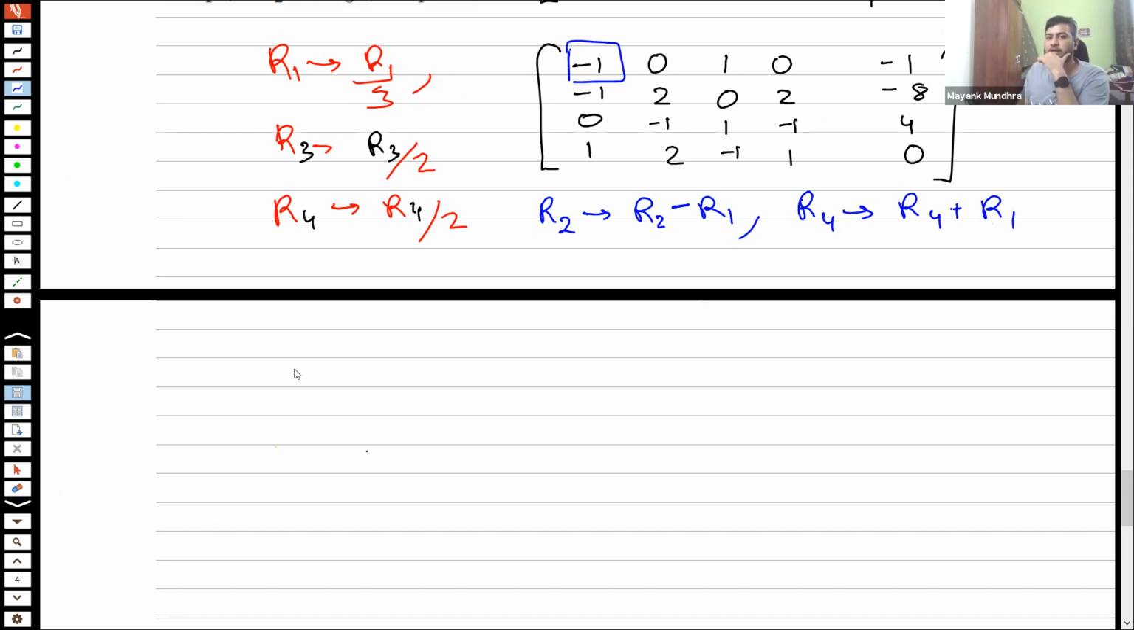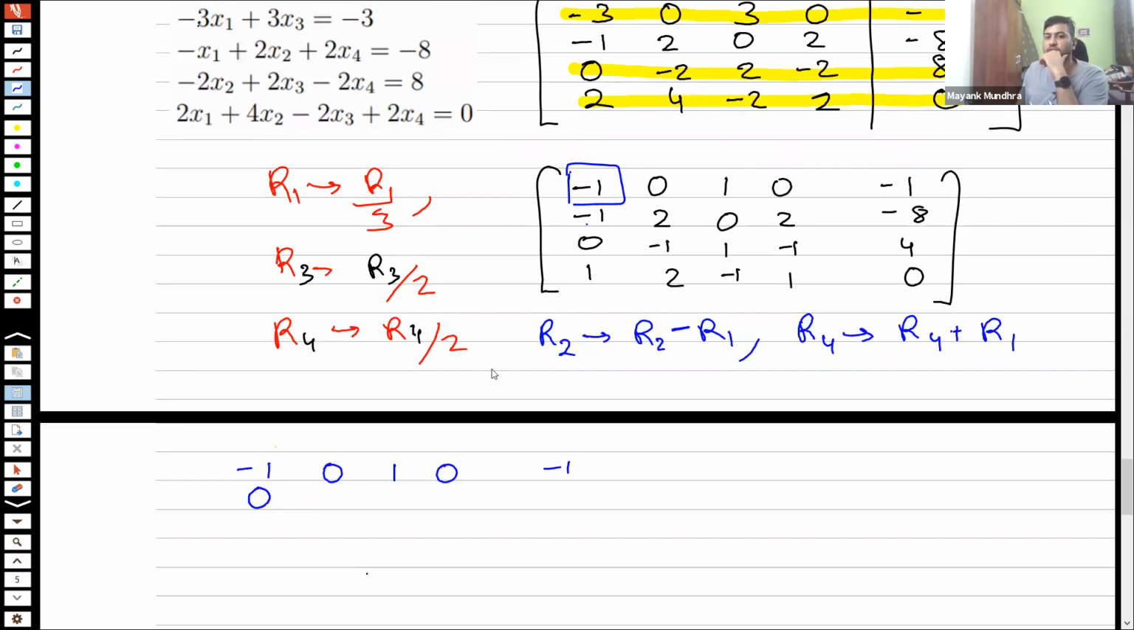So when I do that, I'll get the matrix. The first row remains as it is, minus 1, 0, 1, 0, minus 1. The second row, I'll add the numbers above them. So minus 1 minus minus 1.